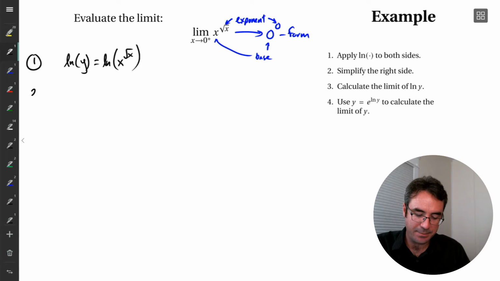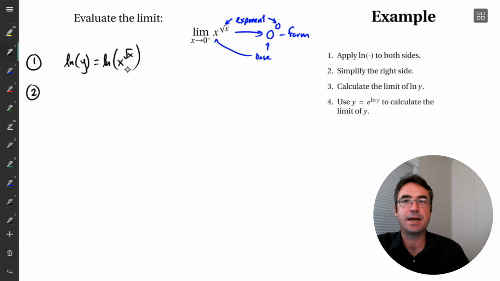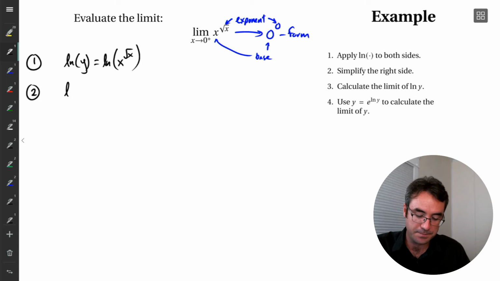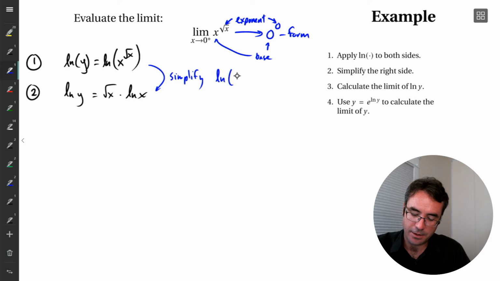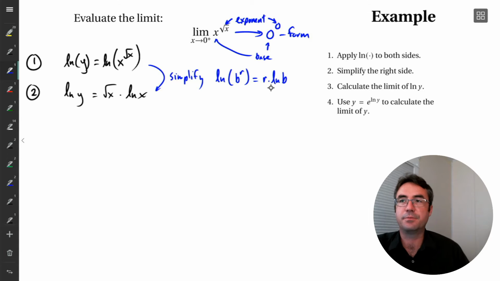And so the second step is to simplify this right-hand side. So this square root x, since it's an exponent on everything inside the log function, we can actually bring this down and in front of the log function. That's one of our special log properties. So we can simplify this right-hand side. The log property said that the natural log of b raised to the power r is equal to r times the natural log of b. And that's what we did here. We took this exponent, brought it down, and put it in front of the log.